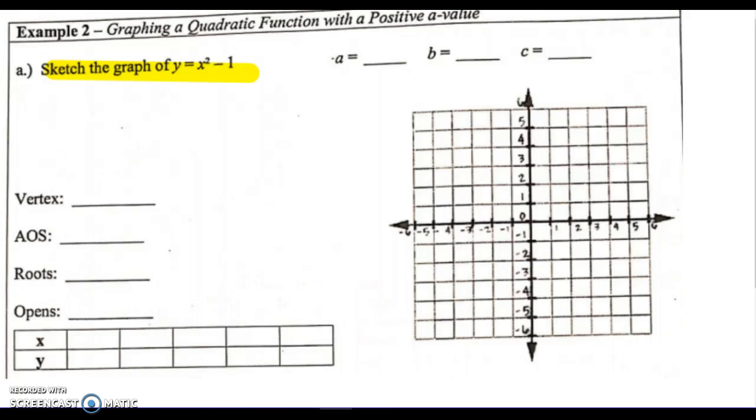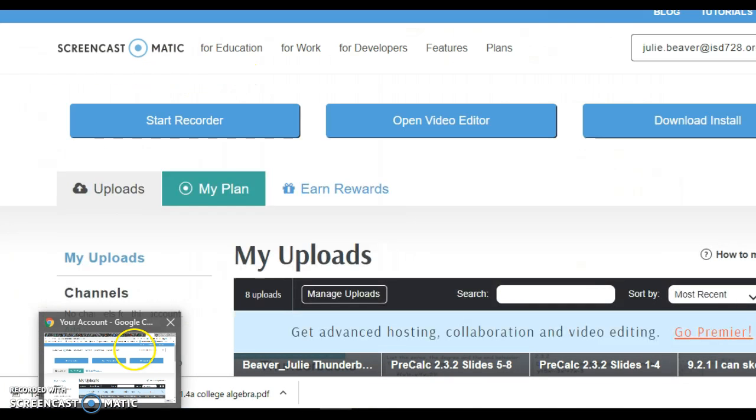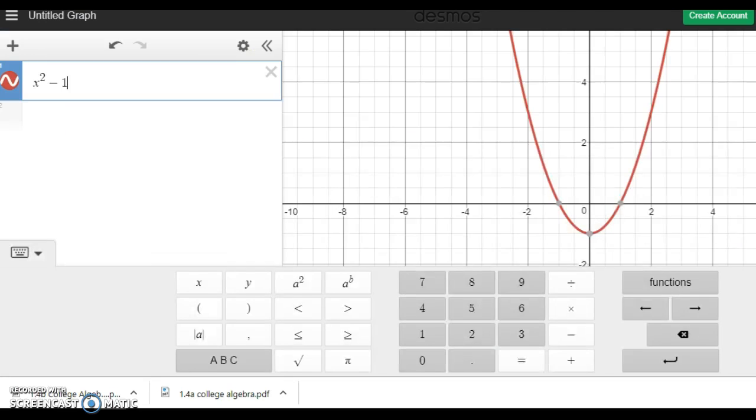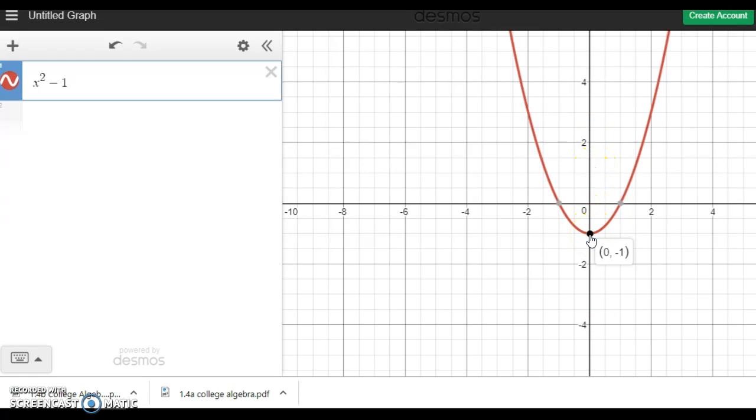I'm going to come over to Desmos. Here is Desmos, and I already have it up there. So x squared minus 1. As I look, it opens up and it's got an axis of symmetry right where it crosses. The first thing I want to do is find where the vertex is, and I can just click on it. So the vertex is at 0, negative 1.